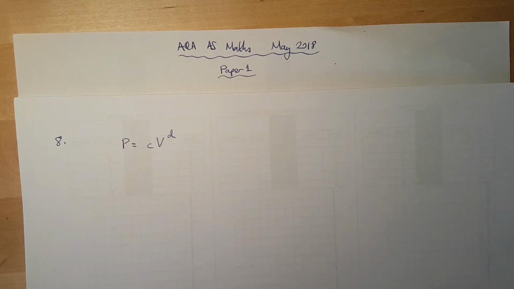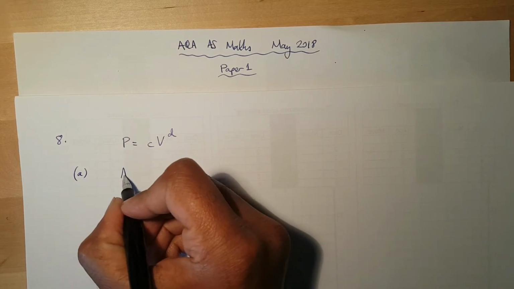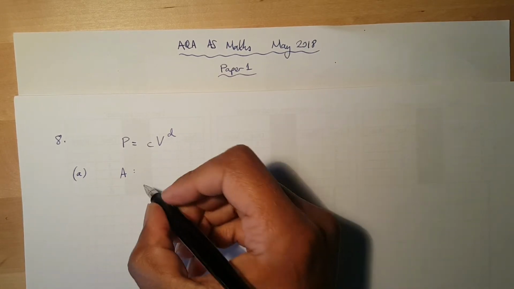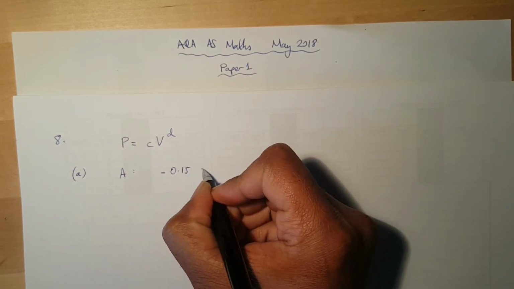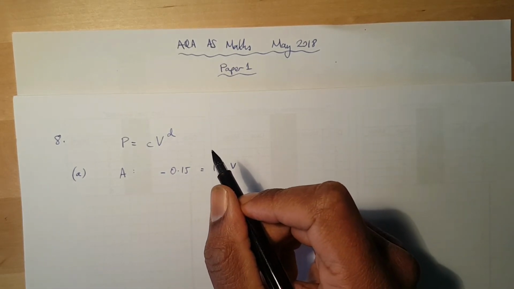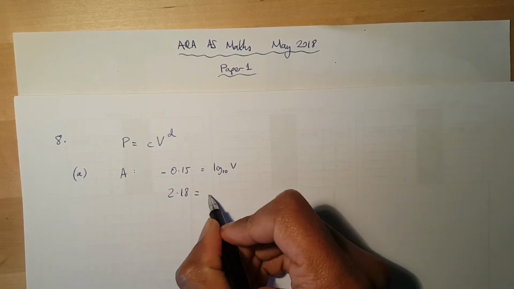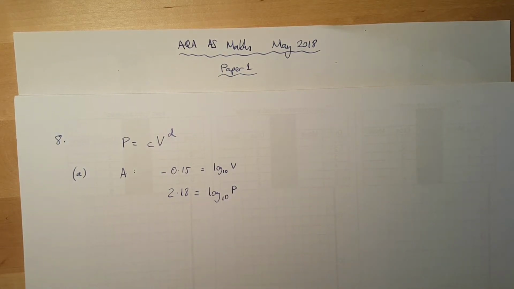Now let's start by reading off the graph, shall we? We're looking at point A for part A. So I would say A is at, reading off the graph here, negative 0.15 is log to the base 10 of V, and 2.18 is log to the base 10 of P. And we're asked to find the value of P and the value of V at that data point.